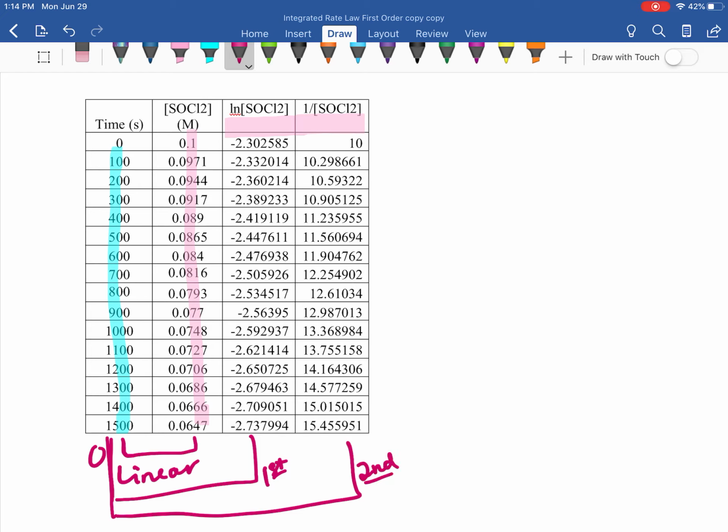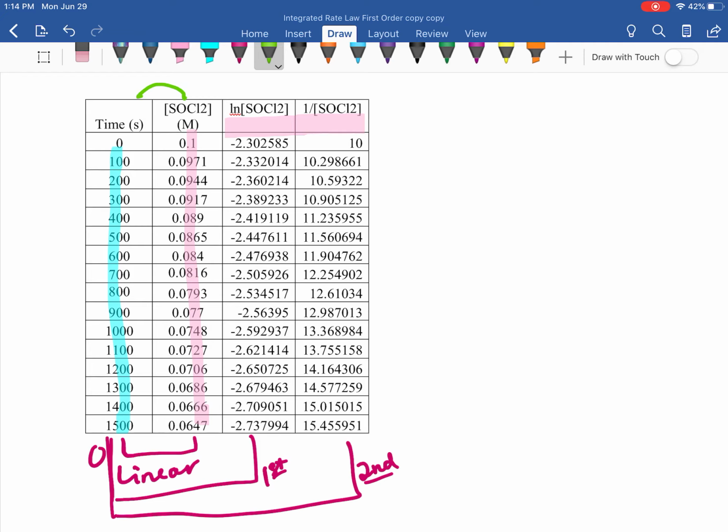So I go ahead and plot all three. Okay, why? Why do you need to plot all three? Because you can't always tell. You really need to look at your linear plot. So let's start with the first one and let's look at that plot. Let's plot time versus concentration and we'll see what that looks like.